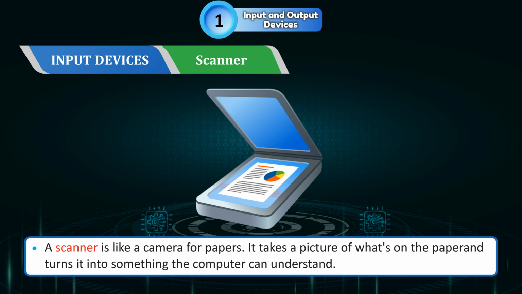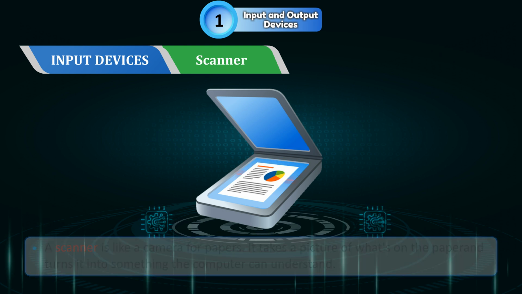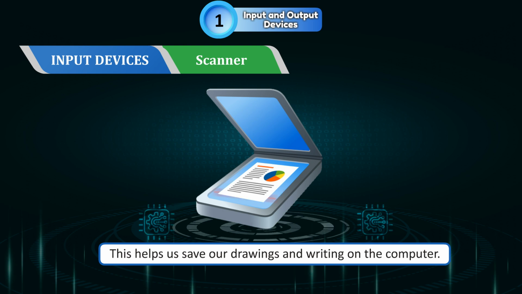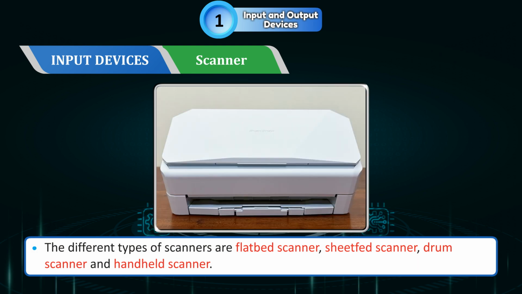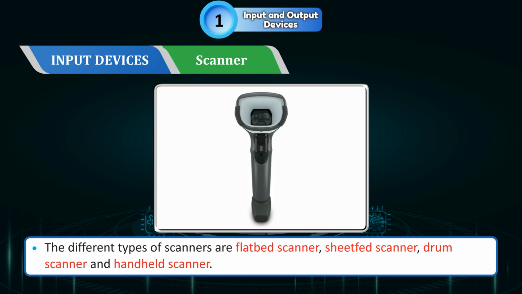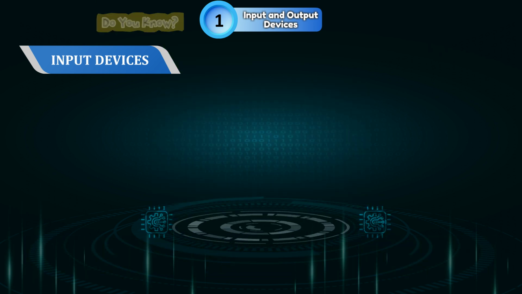Scanner. A scanner is like a camera for papers. It takes a picture of what's on the paper and turns it into something the computer can understand. This helps us save our drawings and writing on the computer. The different types of scanners are flatbed scanner, sheet-fed scanner, drum scanner, and handheld scanner.